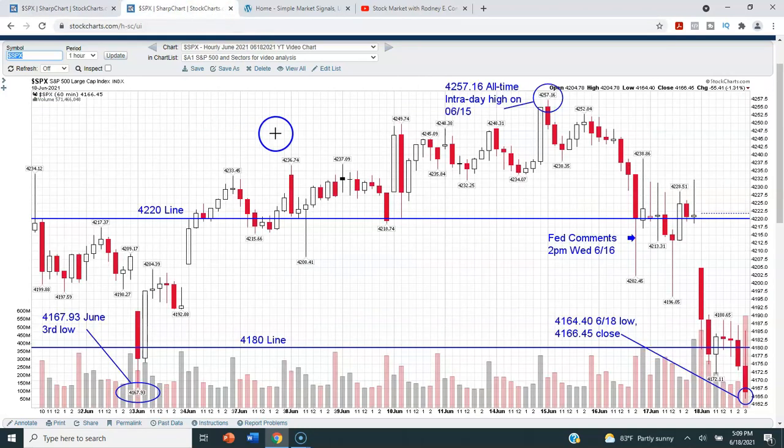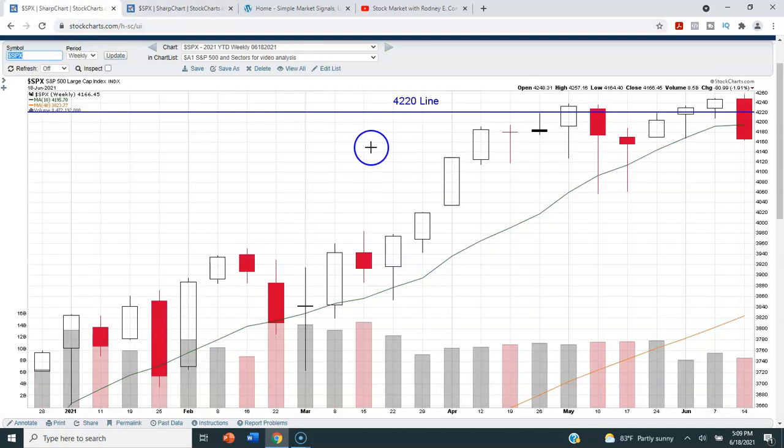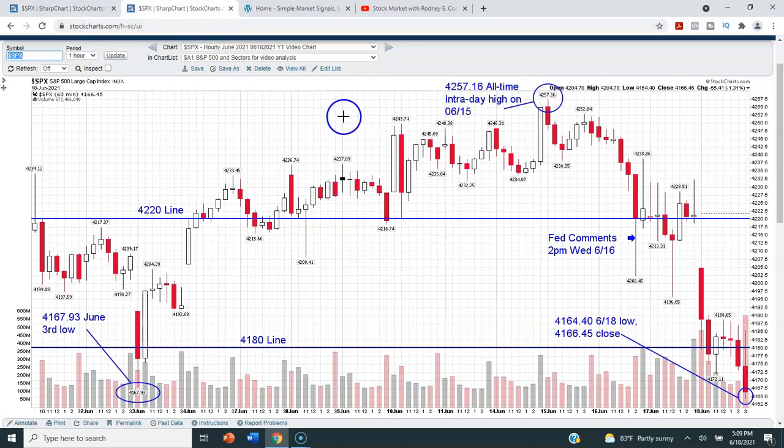Now let's move over to the hourly chart of the S&P 500, and this is just for the month of June. Each candlestick on this chart represents 1 hour of trading. The blue lines are 4180, the lower blue line here, and the top line 4220. Again, that's the same line that we saw right here, but now we're looking at it in an hourly chart.